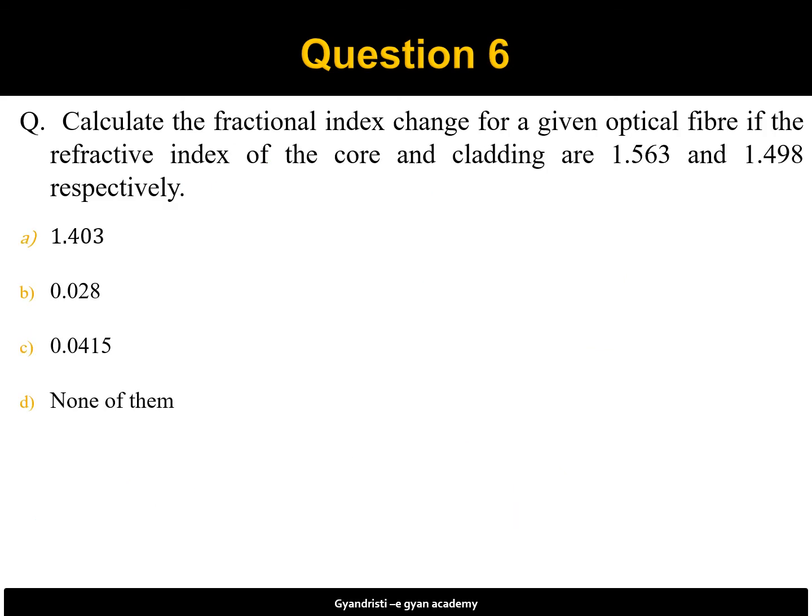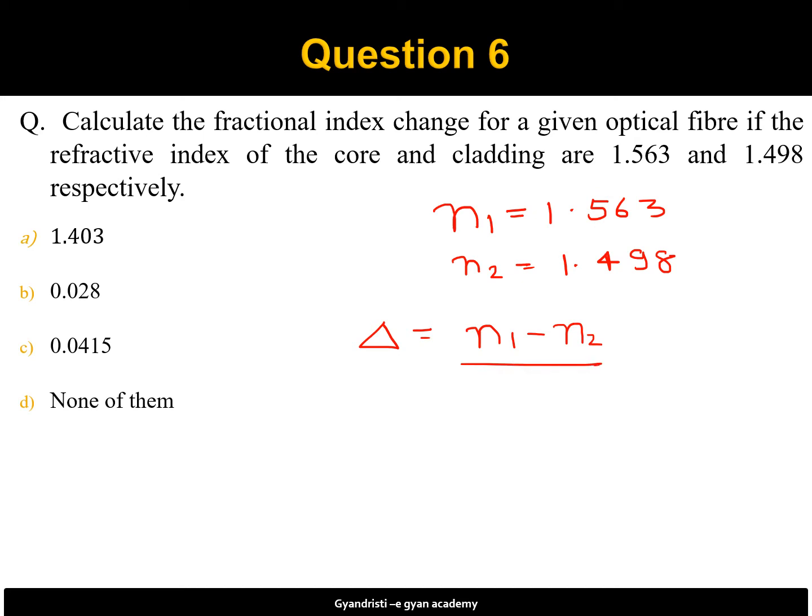In question number 6, it is asked to calculate the fractional index change for a given optical fiber if the refractive index of the core and cladding are 1.563 and 1.498. So it is given that refractive index of core is N1 is equal to 1.563 and refractive index of cladding is 1.498, and we have to calculate fractional refractive index, which is defined as delta is equal to N1 minus N2 divided by N1.